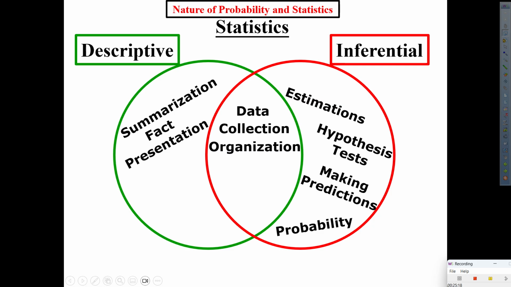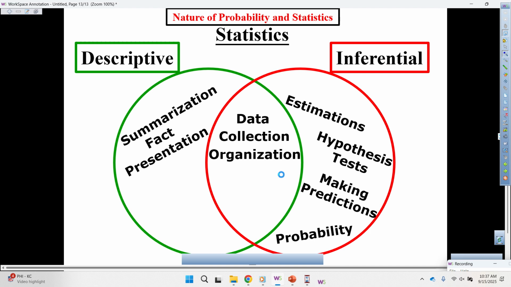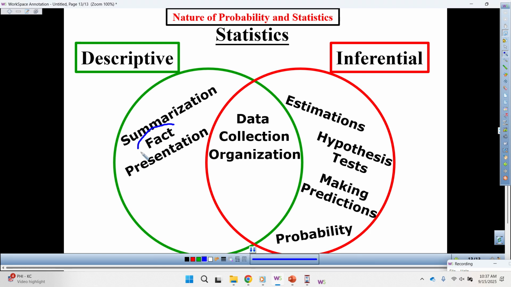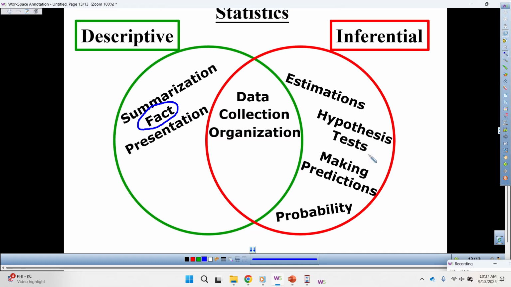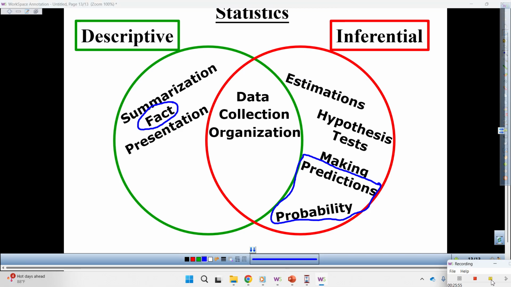Copy that. Hurry up. Descriptive versus inferential. Both of them involve data collection and organization. However, a key word for descriptive, the word that I would circle, is facts. And for inferential, the word that I would circle would be either predictions or probability, either one of those. Give you some time, copy that. All right, here we go.